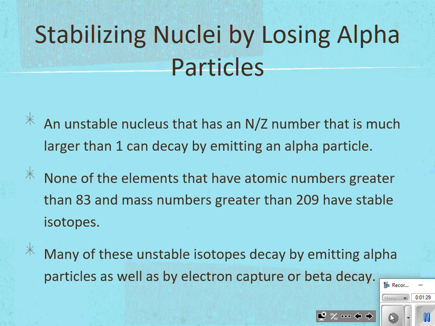None of the elements that have atomic numbers greater than 83 and mass numbers greater than 209 have stable isotopes. So those are some of the bigger ones on the periodic table. Many of these unstable isotopes decay by alpha particle emission, getting rid of alpha particles.